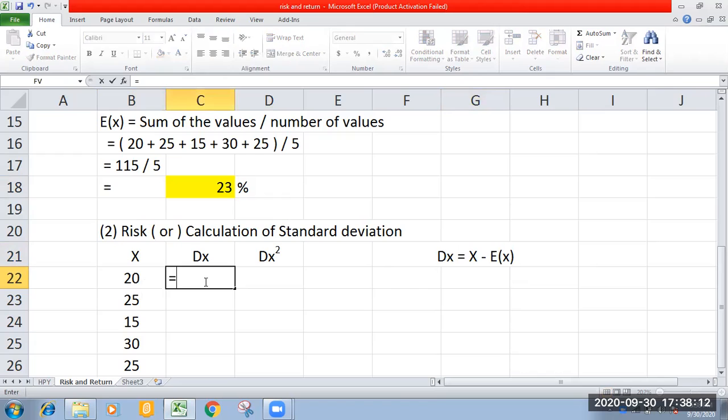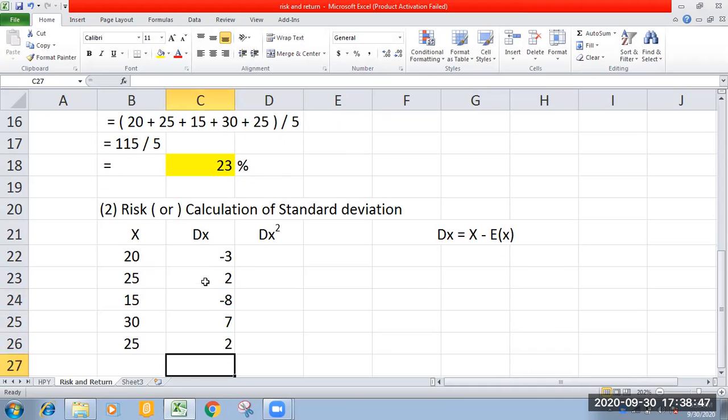Thus, we have 20 minus 23. 20 is the x value, 23 is the expected value. So, the deviation of the original value from the expected value is minus 3. And again, original value 25, expected value 23, deviation is 2. Original value is 15, our expected value is 23, there is a deviation of minus 8. In the same way, 30 minus 23, 25 minus 23. Thus, we have the deviations coming like this, between what we expect and the original values.